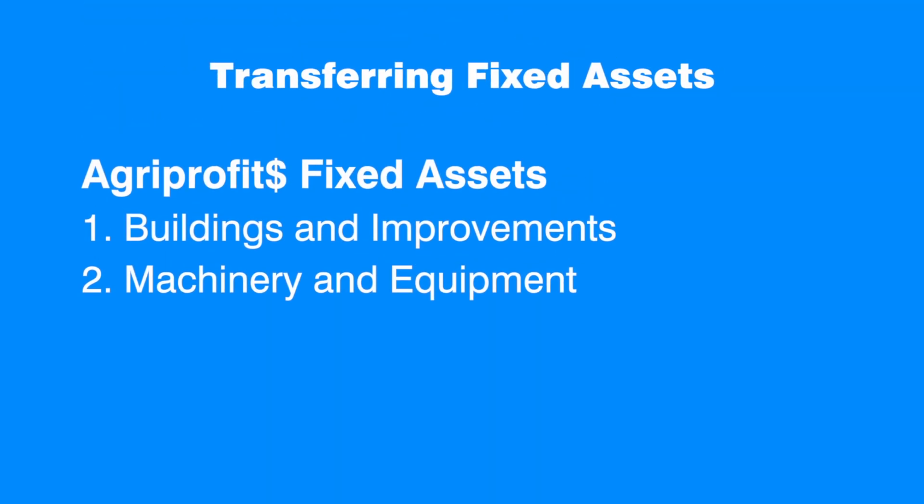Now let's see how the fixed assets data, both building and machinery, generated by accounting software can be transferred to AgriProfits tables. AgriProfits accepts the fixed assets data in two forms, by current market value or by the purchased price. When the second option is chosen, the producer needs to also enter the date of purchase of the specific asset. Let's see how to transfer the buildings and improvements data first.